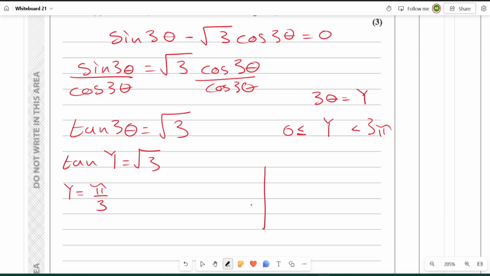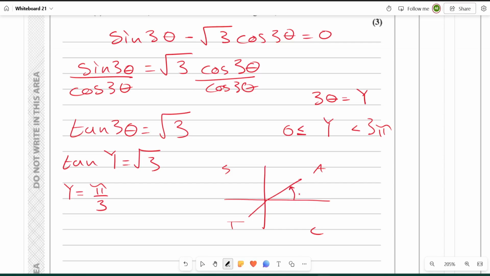So obviously I will need to use the ASTC. However, I don't have any negative answers. They're all positives. And I know that tan is equal to a positive answer. So tan is positive in the All and the Tan quadrant. My first answer is pi over 3.